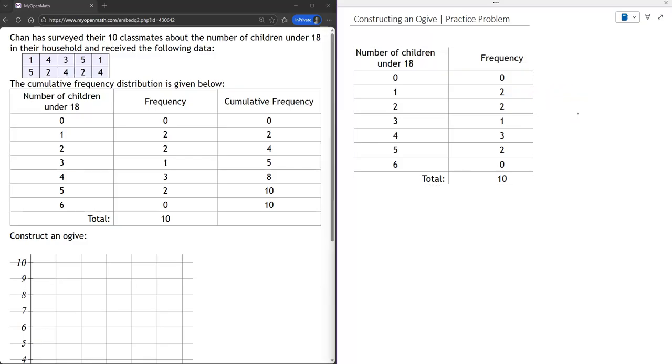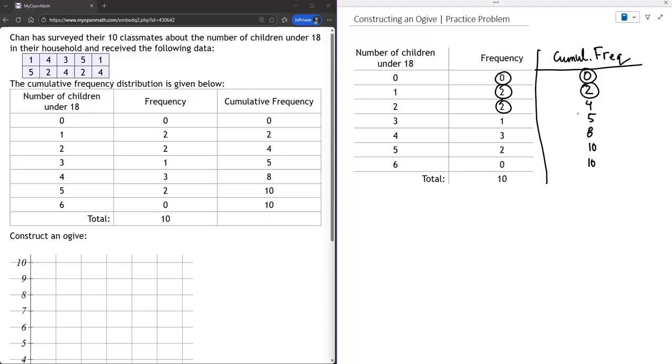So this is a good time for us to practice finding cumulative frequency. To compute cumulative frequency, we start with this frequency, and then we add this and this together. Then we add this and this together. Then we add this and this together, and so on. And the last frequency always has to match the total number of observations. So this is how we find cumulative frequency.